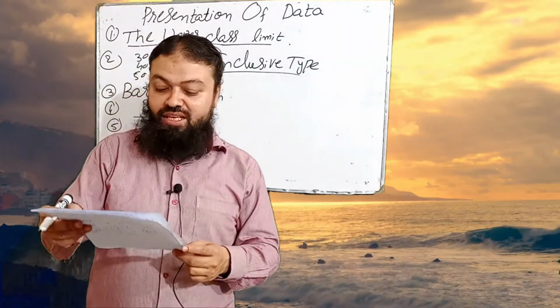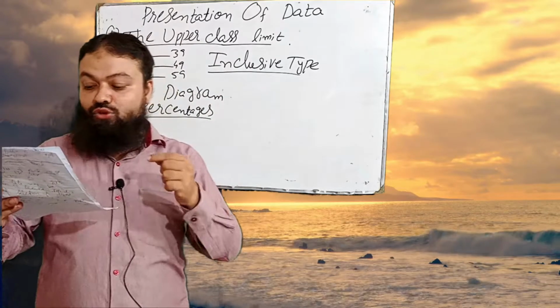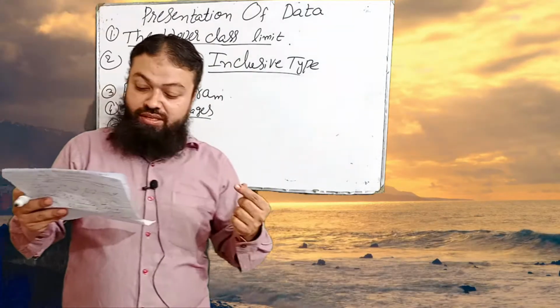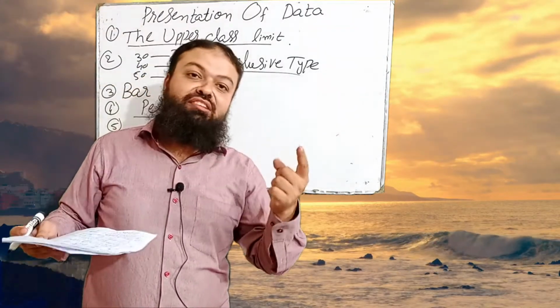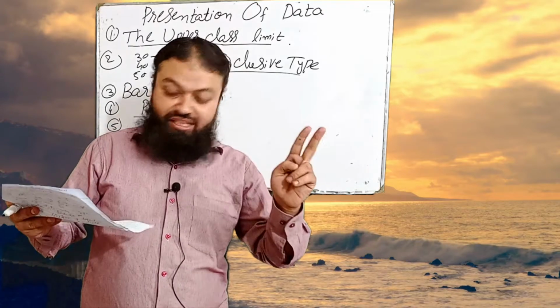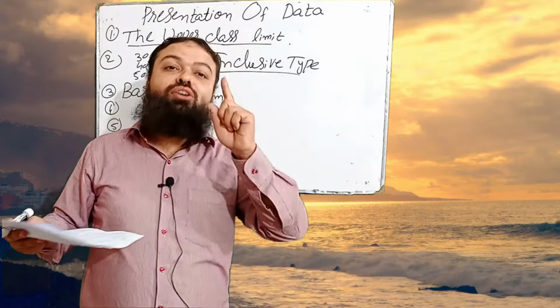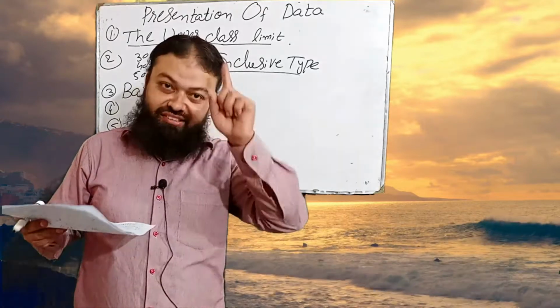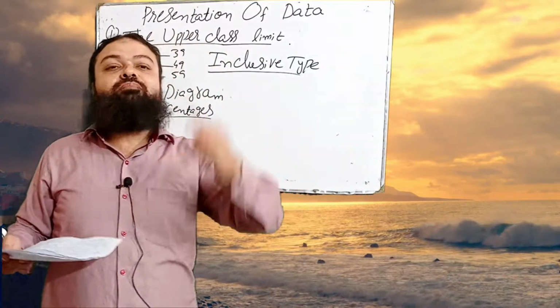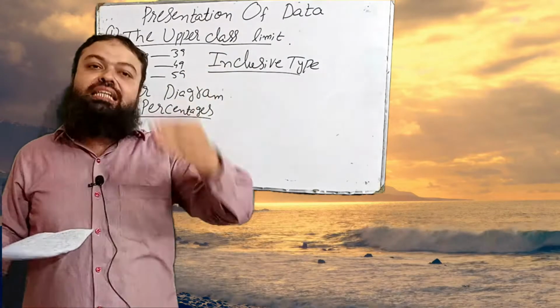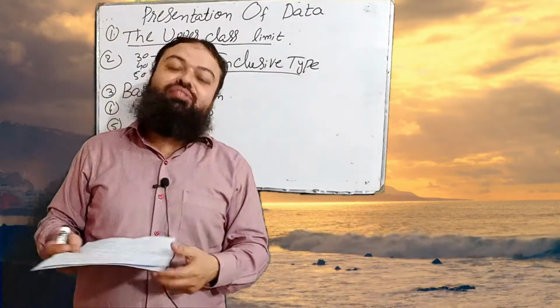Number 6, when the collected data is grouped with reference to time, we have quantitative classification, no. Qualitative classification, no. Geographical classification, no. The last one is chronological classification, and that is the correct one. Whenever we have the data according to the time period, that will be chronological classification.